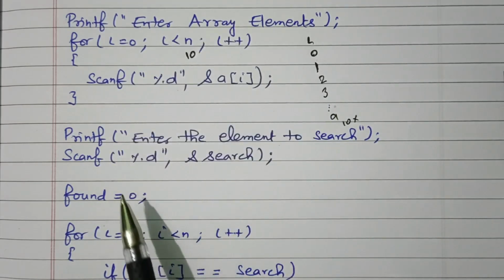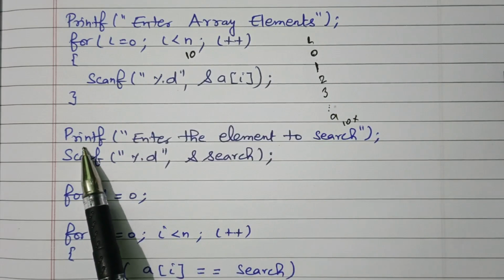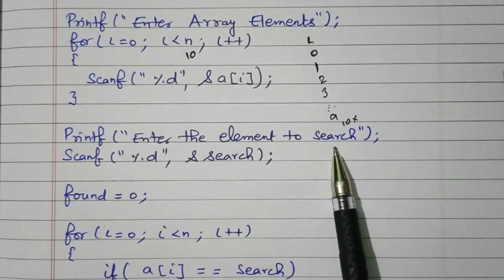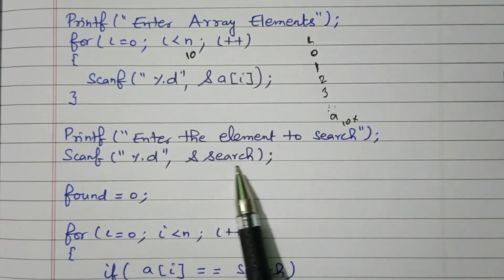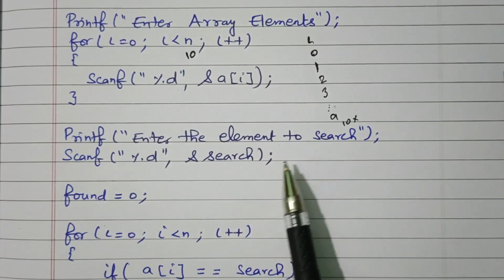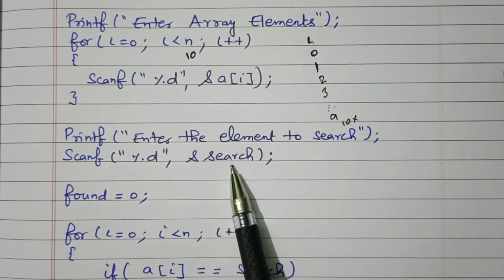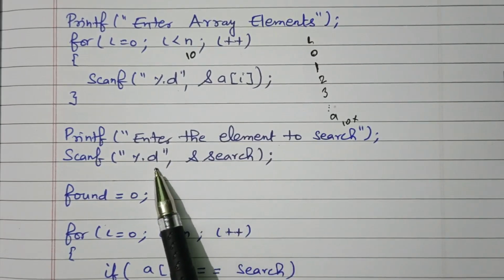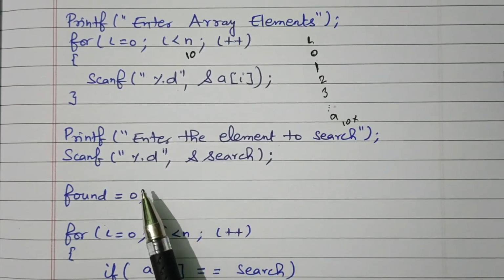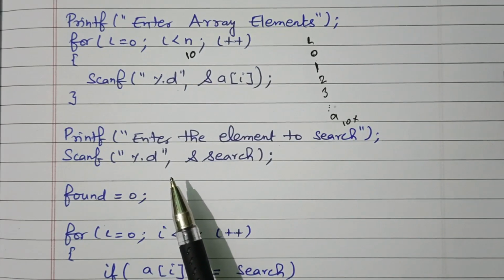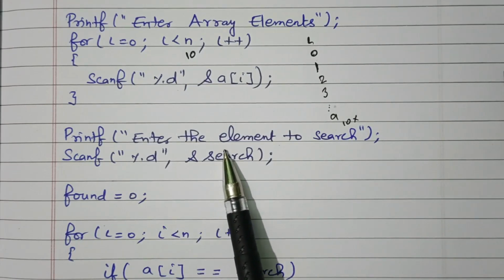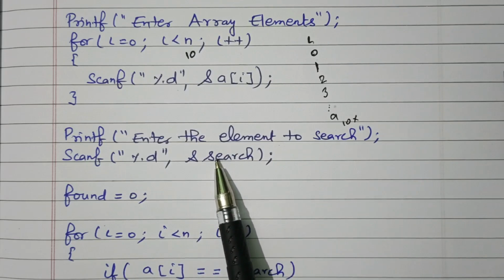Now we get the printf, enter the element to search. We ask the user which element they are going to search, right? scanf %d and &search. The element to be searched is stored in the variable named search. %d refers to the integer type, right? So now first we got the total number of elements, then the array elements, then the element to be searched. All the inputs are now available.